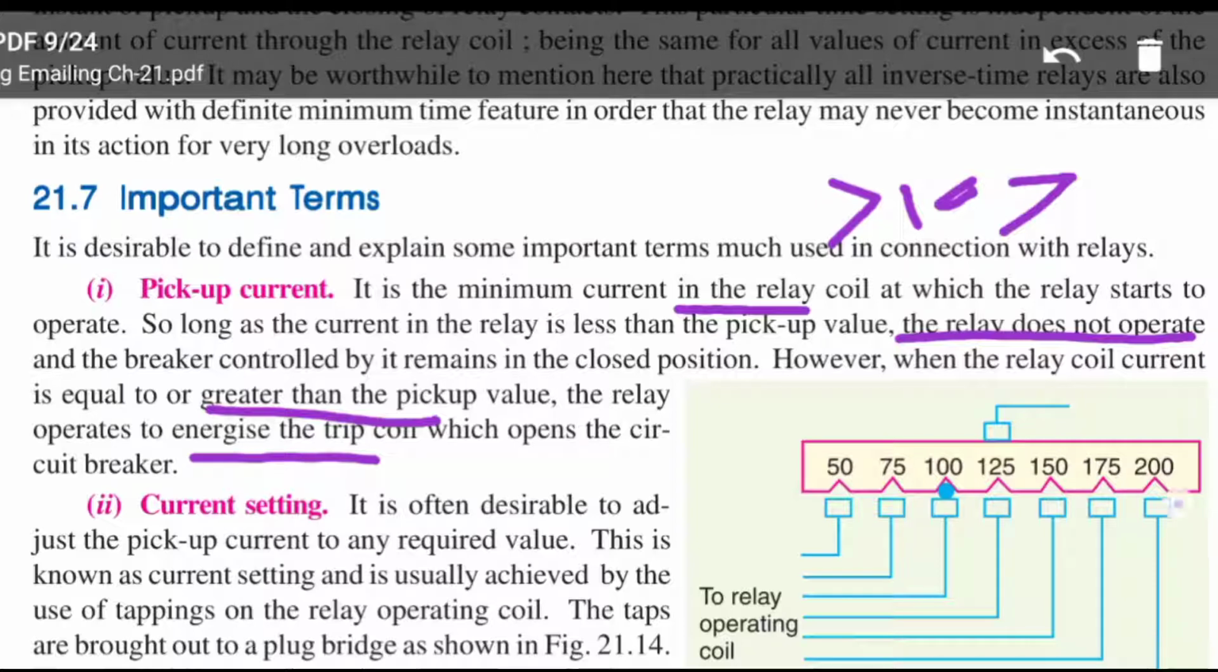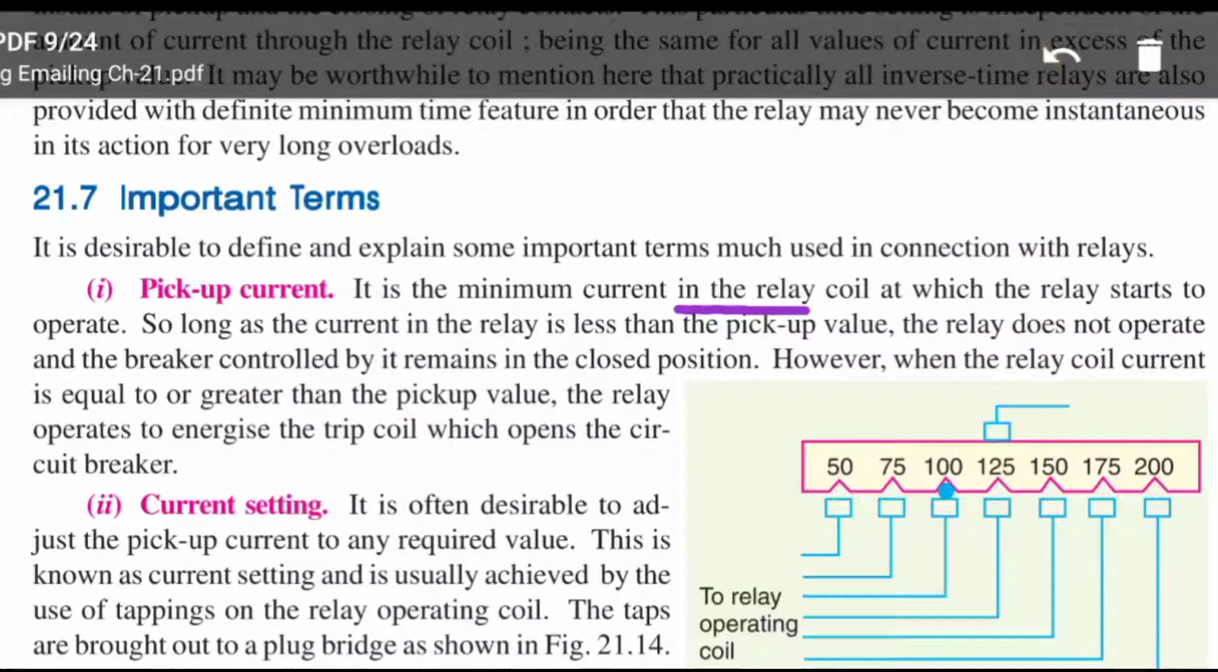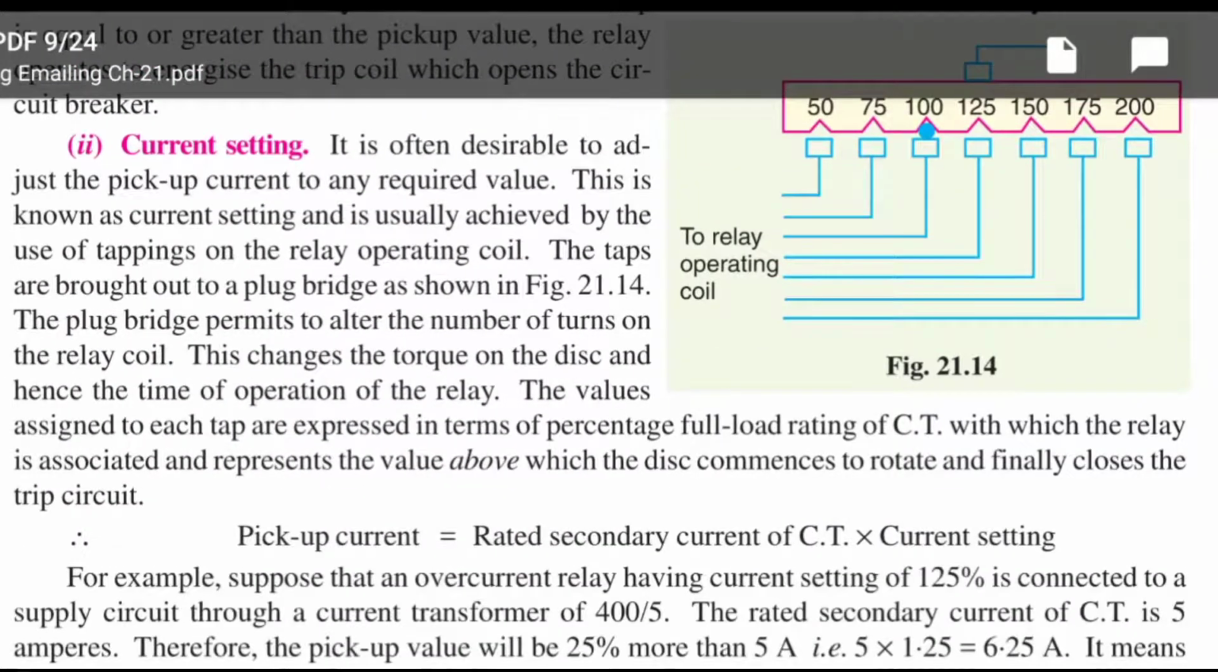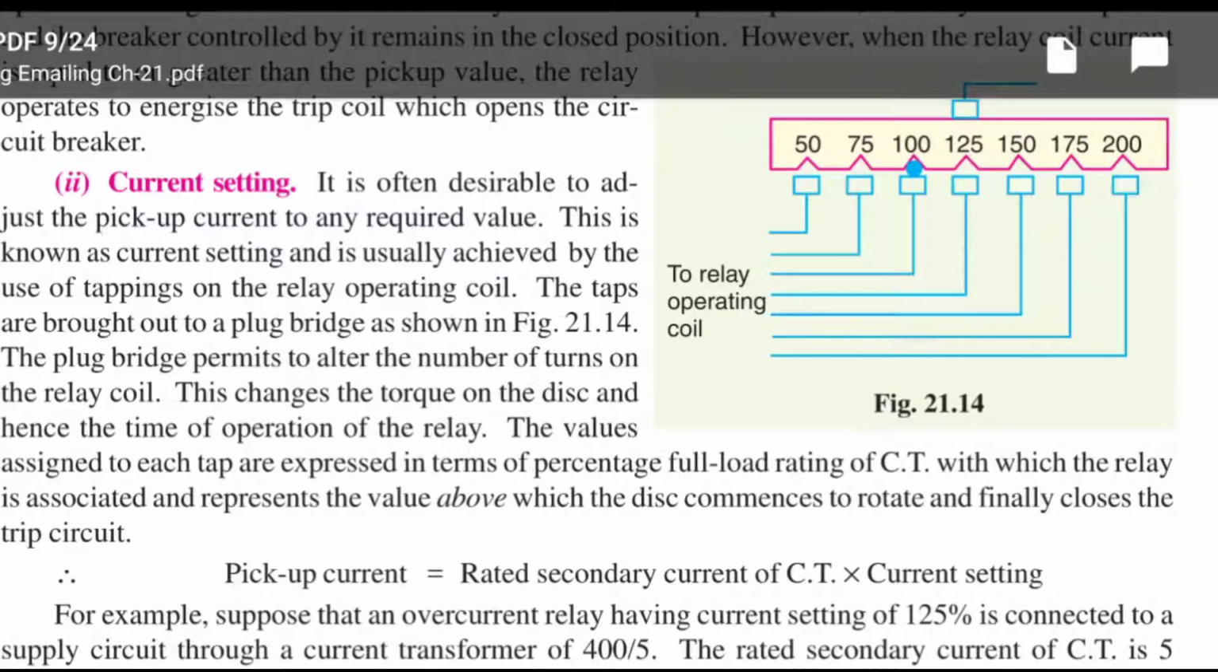The next one is current setting. It is an important definition, current setting, also called the current setting multiplier. Pickup current, how can you obtain it? By changing the current setting. The pickup value of overcurrent can be adjusted to the required level in the relay, which is known as the current setting of the relay.